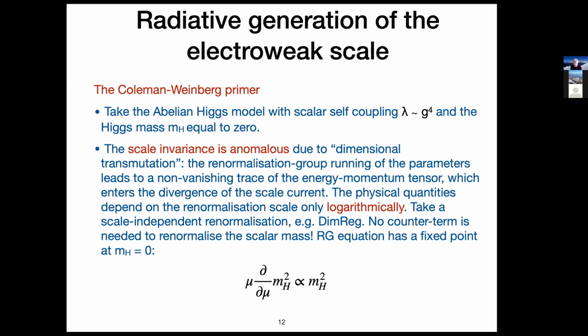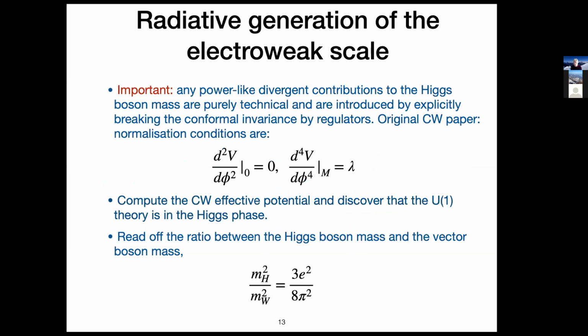But the main point here is that if you look at the running of the Higgs mass, then the running of the Higgs mass is logarithmic, and moreover, the renormalization group equation for the Higgs mass has a fixed point when m_h is equal to 0. Or to put it in other words, the derivative of the Higgs mass is proportional to the Higgs mass itself, and therefore, if m_h is equal to 0, then it does not run. So basically, you don't need a counter term for the Higgs mass. The important point, of course, is that any power-like divergent contributions to the Higgs mass are purely technical and are introduced by explicitly breaking the conformal invariance by regulators.